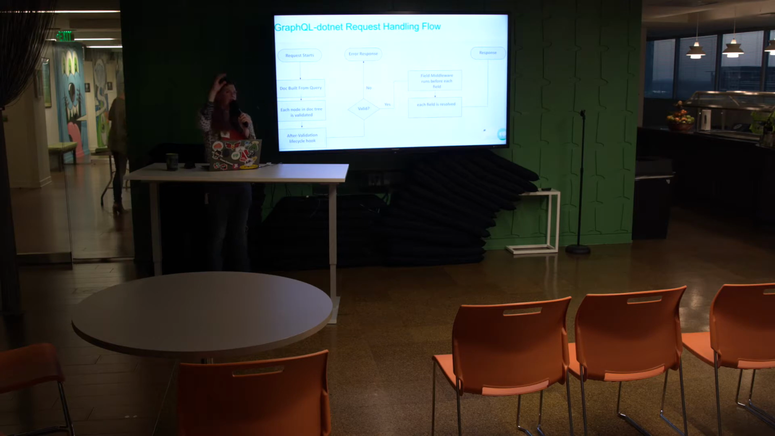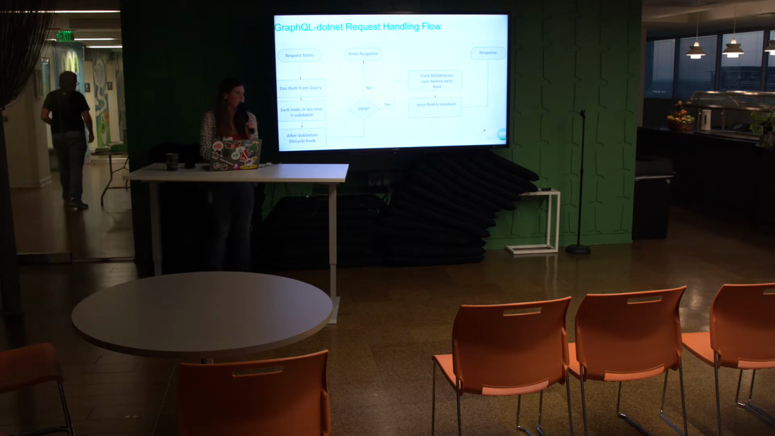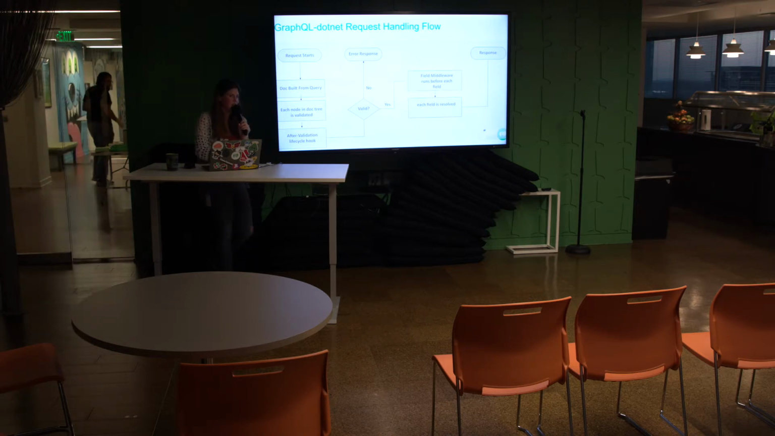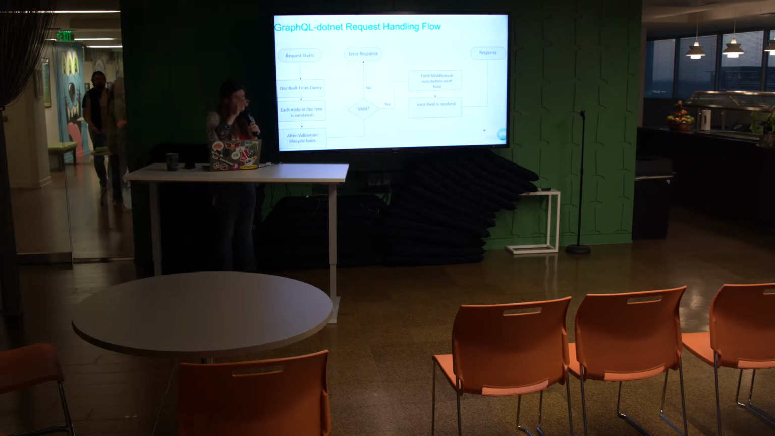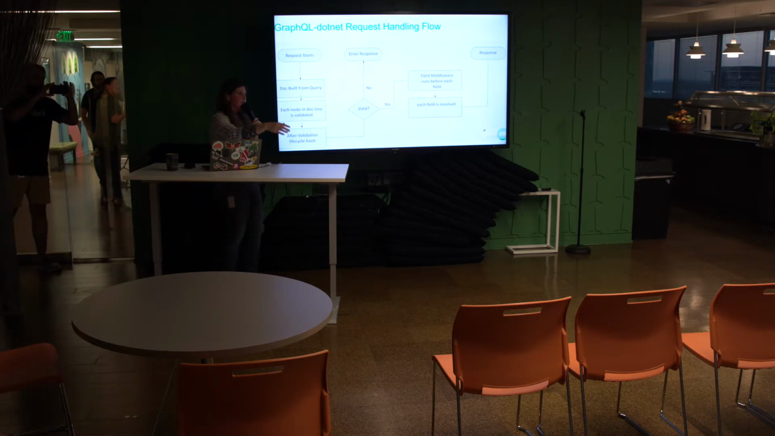After it builds that tree, it then walks down the tree, and fun fact, this is actually the first time I've ever seen a real-life usage of depth-first search that wasn't in an algorithm test. But it's going to walk down the tree depth-first, and on each node that it finds, it's going to run all of the validations against that node.